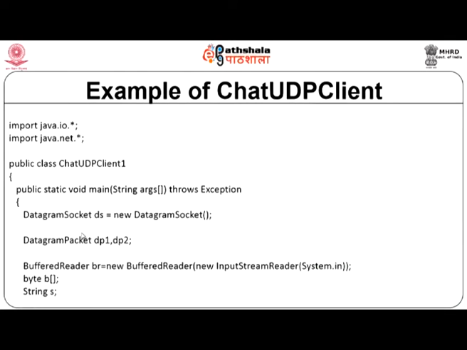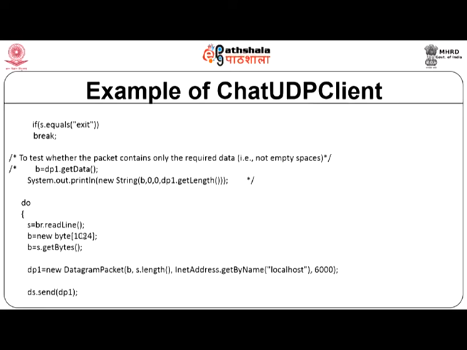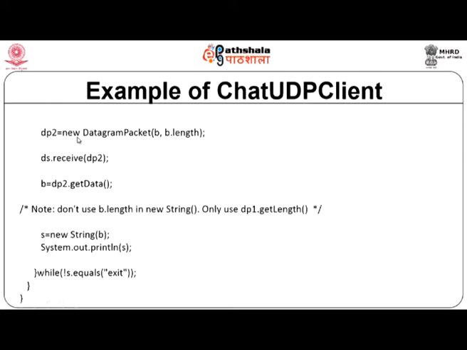So, now what happens on the client side? The client has to receive this datagram packet. As the server was doing it, the client would also construct an empty datagram packet. So, DP2 is another empty datagram packet, with a byte array and the length of the byte array. Now, use the method datagram socket dot receive of DP2. Now, DP2.getData will get the information in the form of a byte array. So, it is written back to the byte array b.